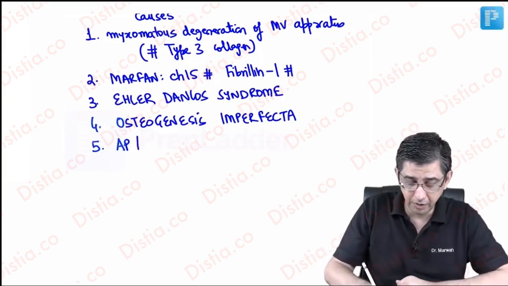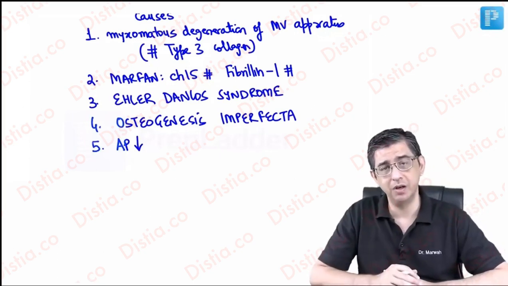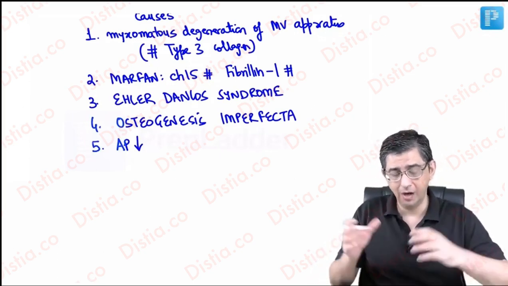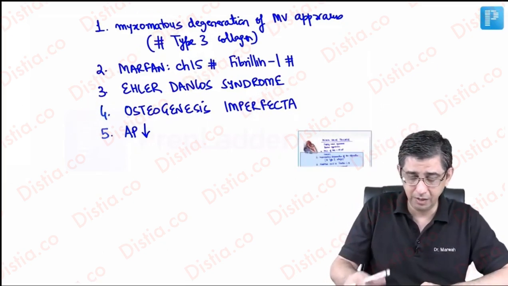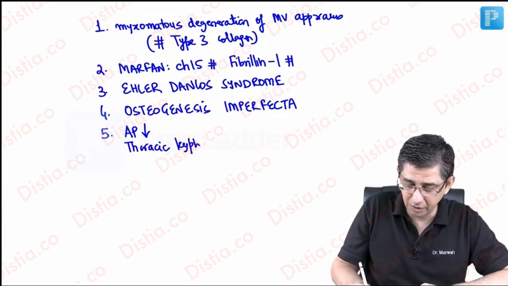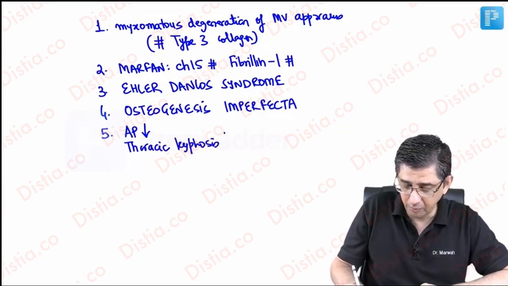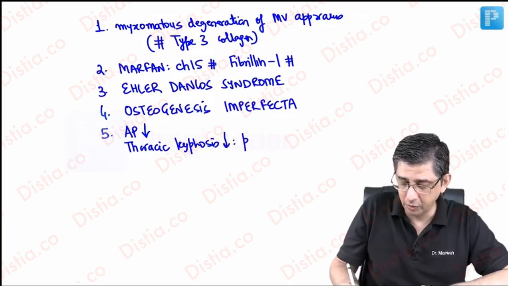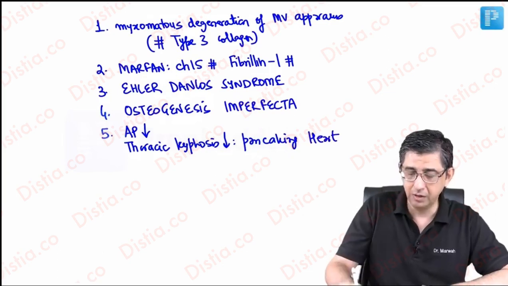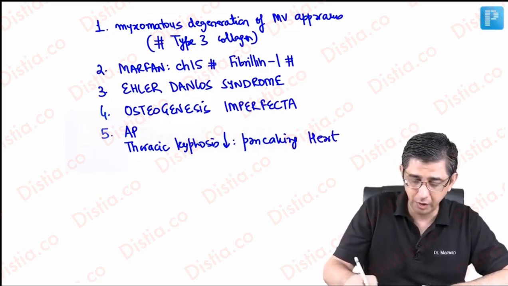If the AP diameter becomes substantially lesser than normal, then the heart will be compressed. In fact, this condition that I'm describing will have a fundamental problem that the thoracic kyphosis is substantially reduced. So in American books, it is written as pancaking of the heart. That's the heart being compressed between the sternum and the vertebra. The anterior-posterior diameter of the chest is reduced.